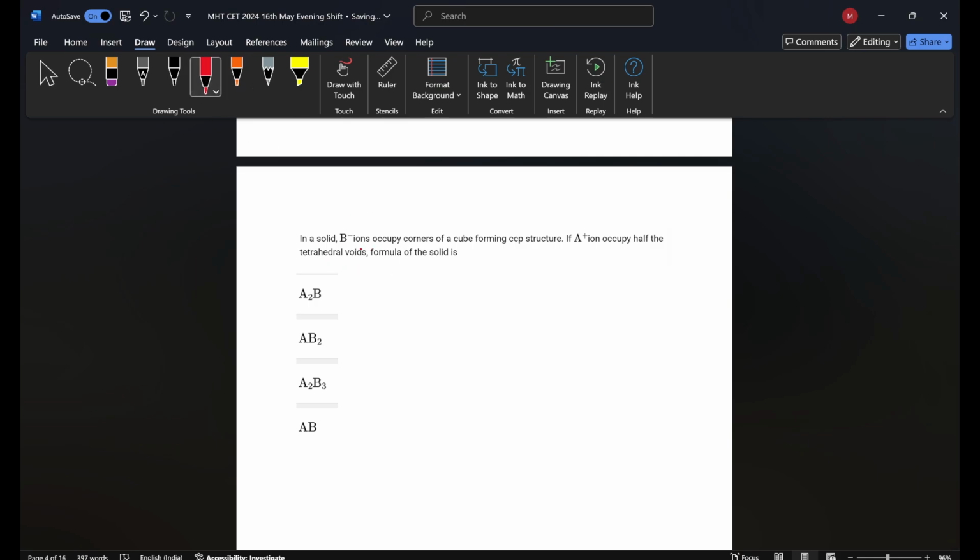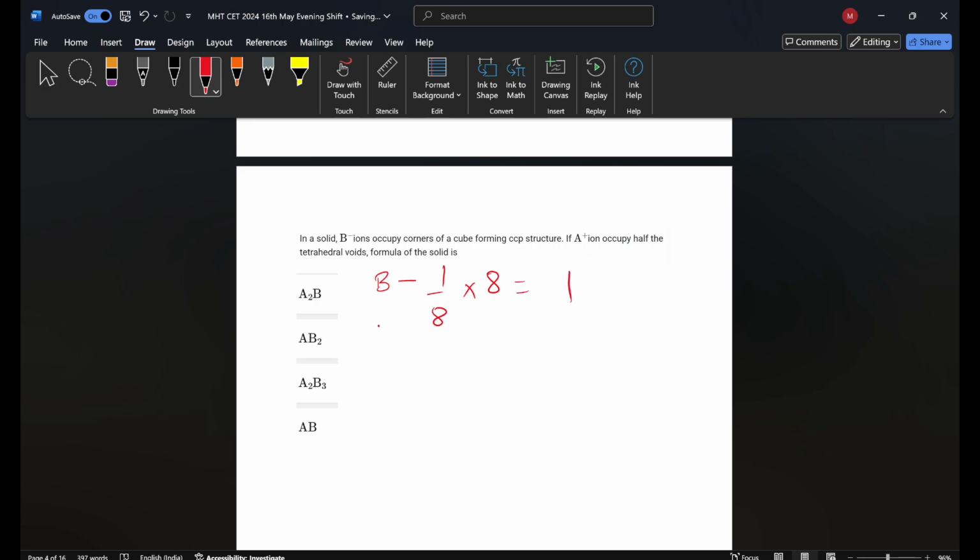In a solid, B occupies corner of a cube forming CCP structure. If A ion occupies half of the tetrahedral voids, the formula of the solid is. So typical CET question again. B atom occupies corner of the cube. So 8 corners, and we all know that it is 1. So how is it 1? B corners, so 1 by 8 into 8, that is 1.